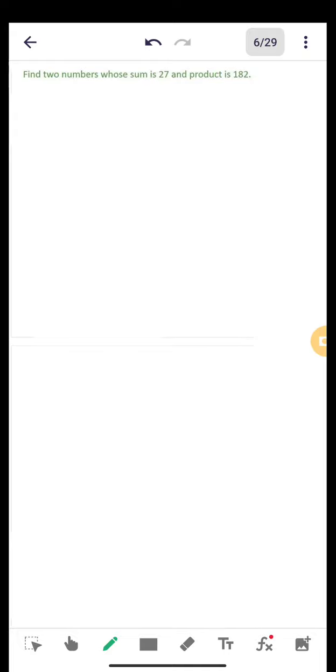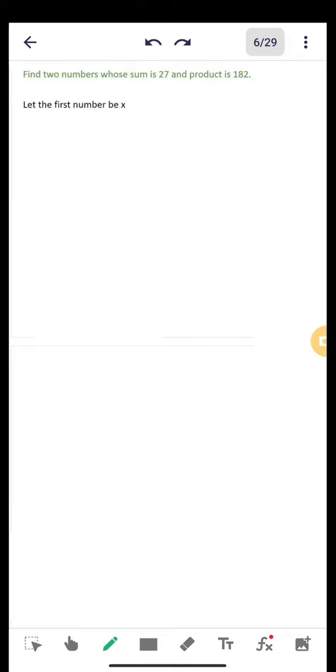Let's go for the third question of this exercise. The second question is an example; we can give it a try. We have to find two numbers whose sum is 27 and product is 182. So what could be the numbers? Find two numbers whose sum should be 27 and product should be 182. It's like a game, so let's solve this puzzle.